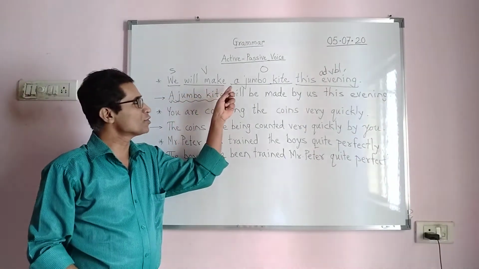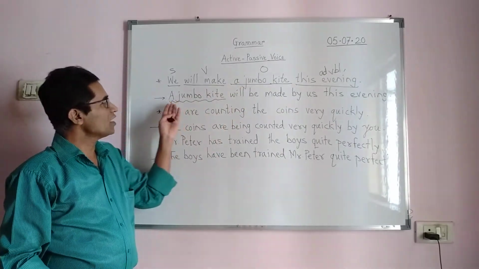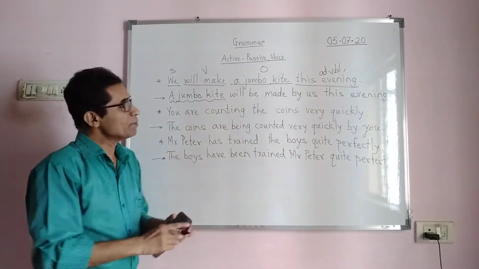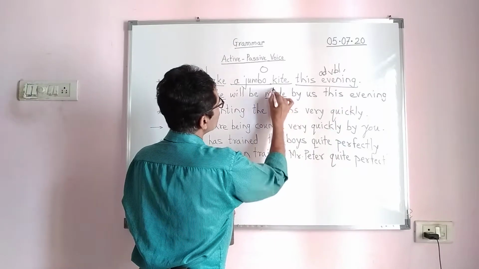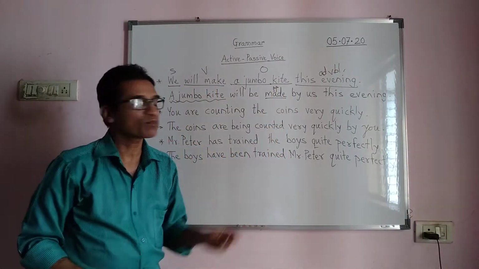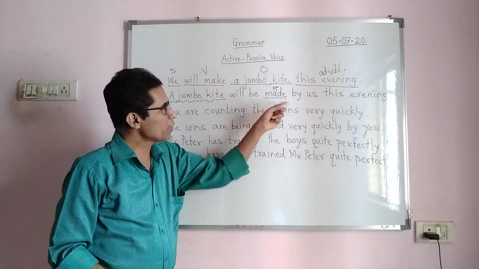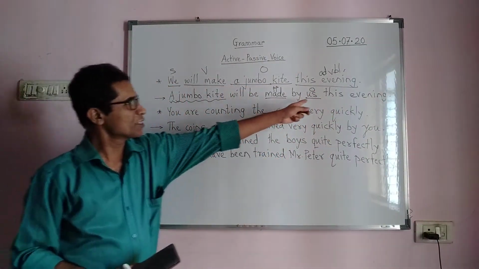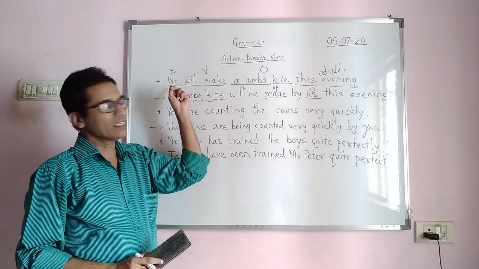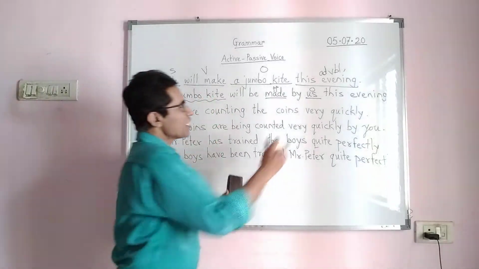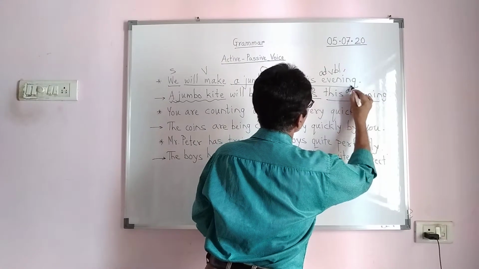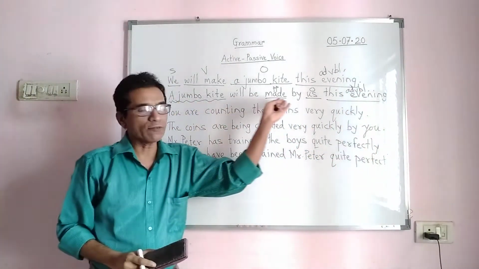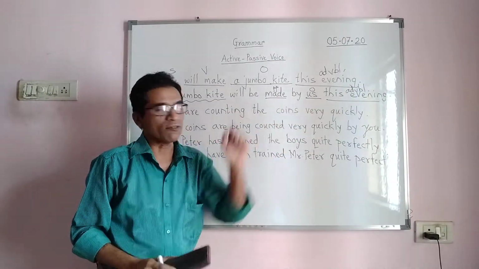So this is simple future. When simple future is given, then the passive will be a jumbo kite will be made. Note this down, this is past participle. A jumbo kite will be made by us. Us is object, which is the object form of we, and this is adverbial. This you know. Okay, a jumbo kite will be made by us this evening.